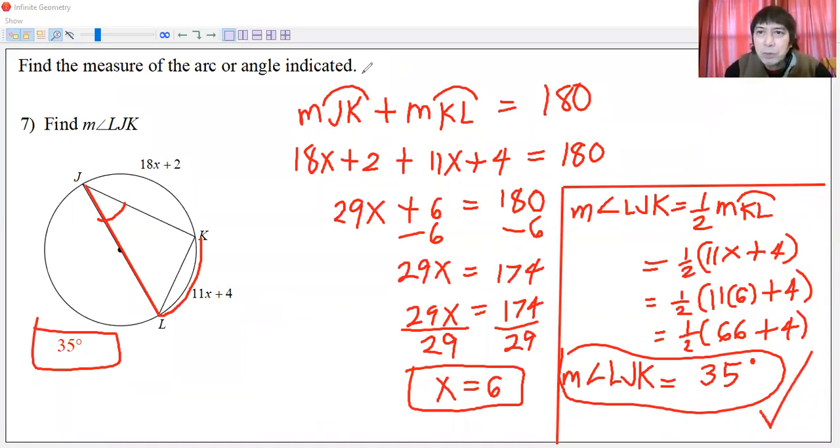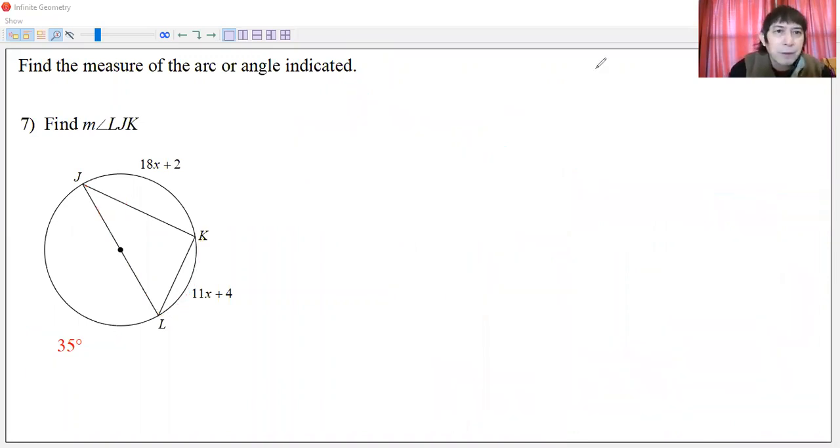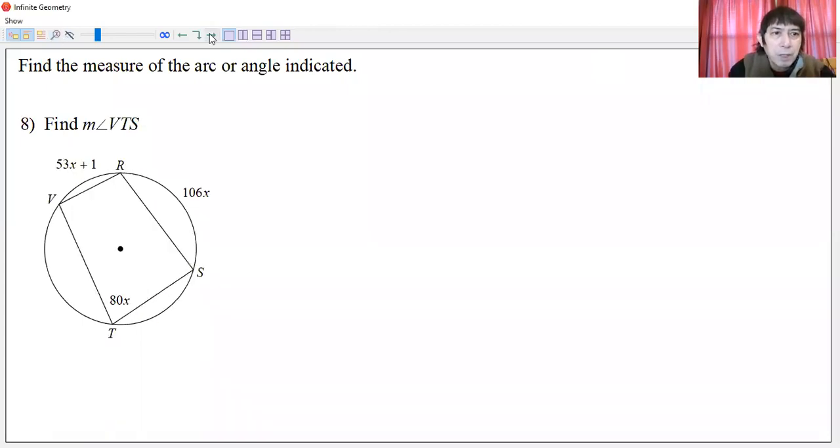Number 8 now, let's do number 8. Clear the screen. And we're now doing number 8. Next diagram is this. Find the measure of the arc or angle. We're solving for the angle VTS. So where's angle VTS? It's over here. That's angle VTS.